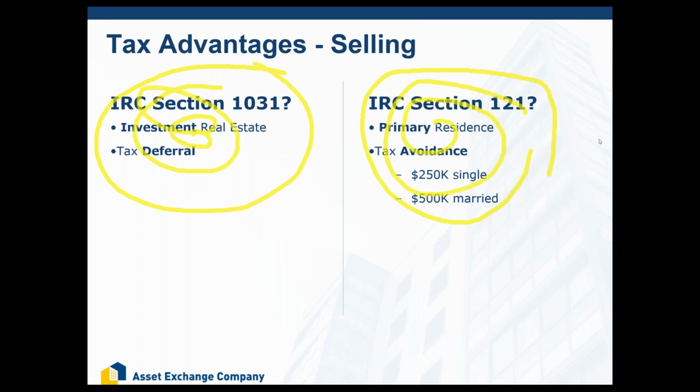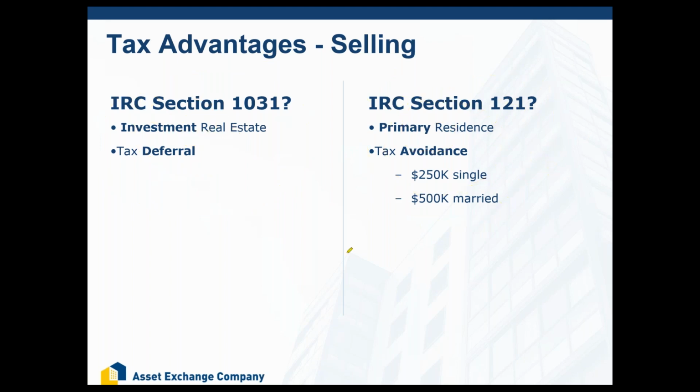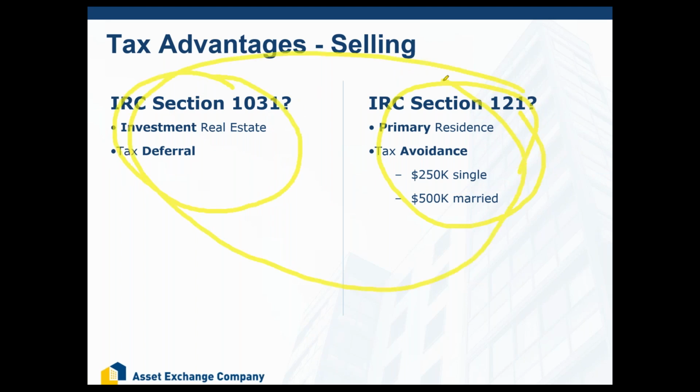There are a few other types of properties that you might sell. You might sell a vacation home. You might sell a second home. But most of the properties you're going to sell are going to qualify for either the primary residence homeowner's exemption or the 1031. And there are some properties that you will sell where your client can take both the homeowner's exemption and the 1031 exchange together.